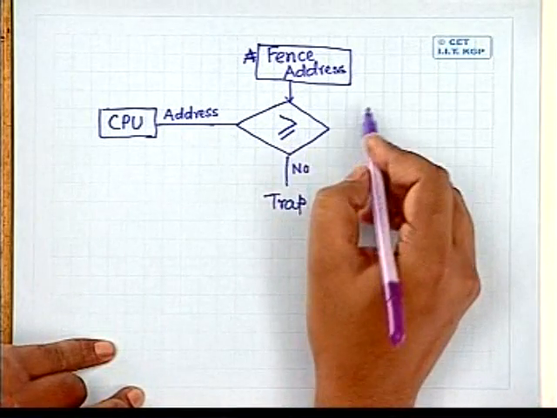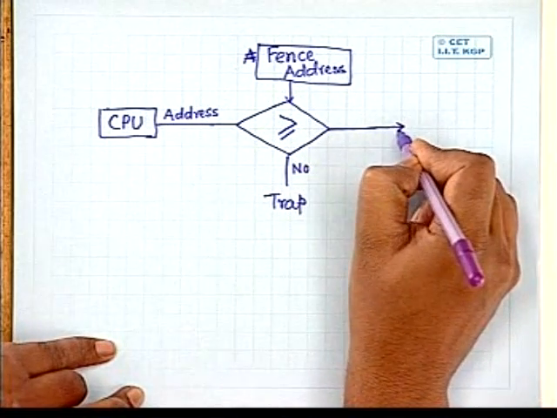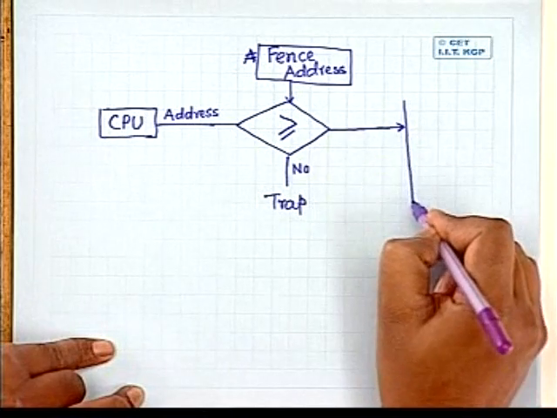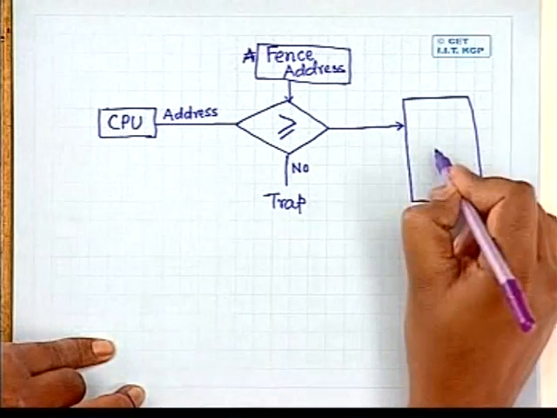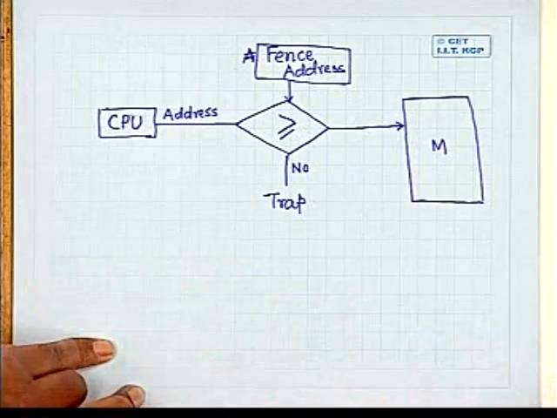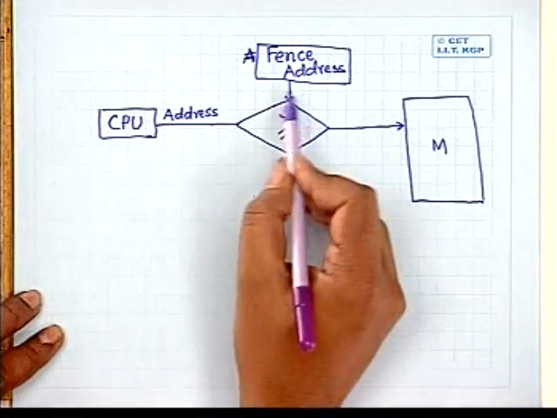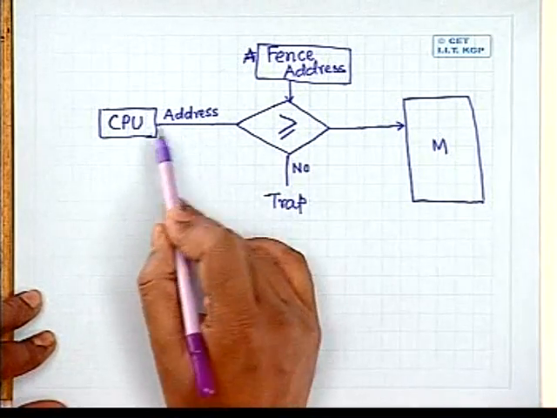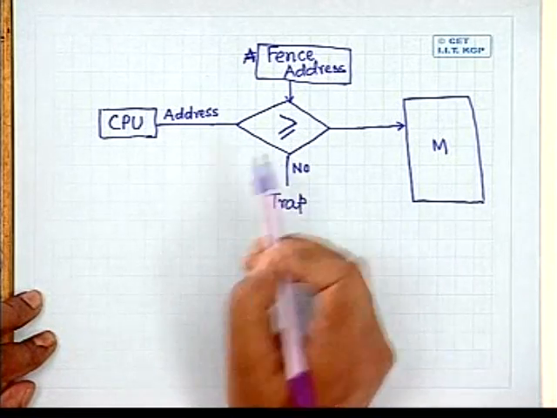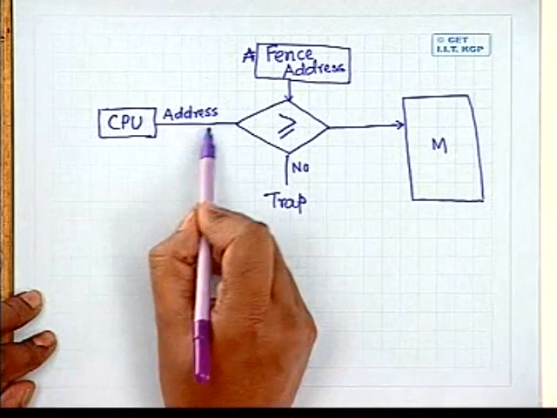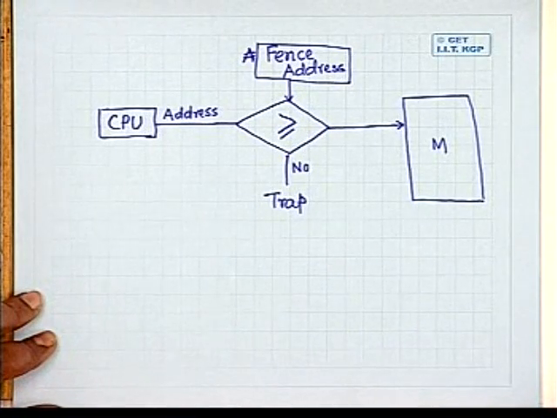If this condition is true, that is the address is greater than or equal to the fence address, then only the addressing is valid and the user program will be allowed to access the memory. So if I put such a hardware comparator which compares these two addresses, I don't need any extra memory cycle to compare by software the address generated by the CPU and the fence address. That means the process can be very fast.